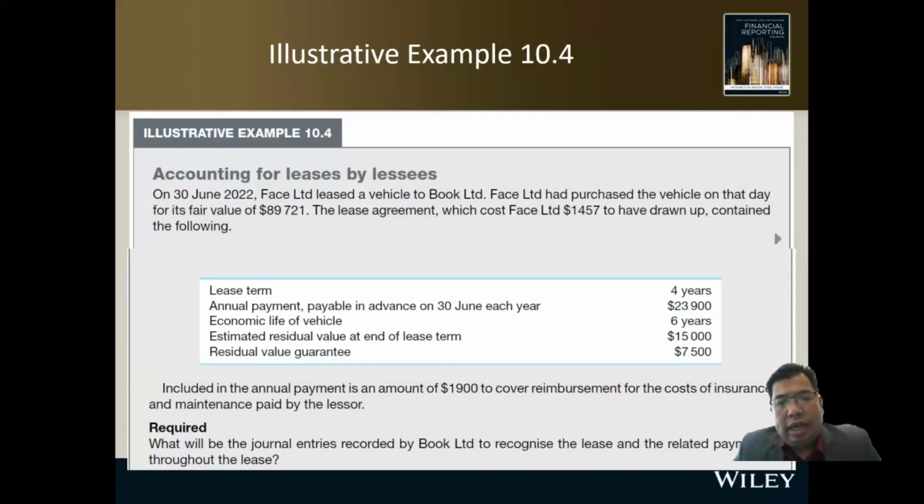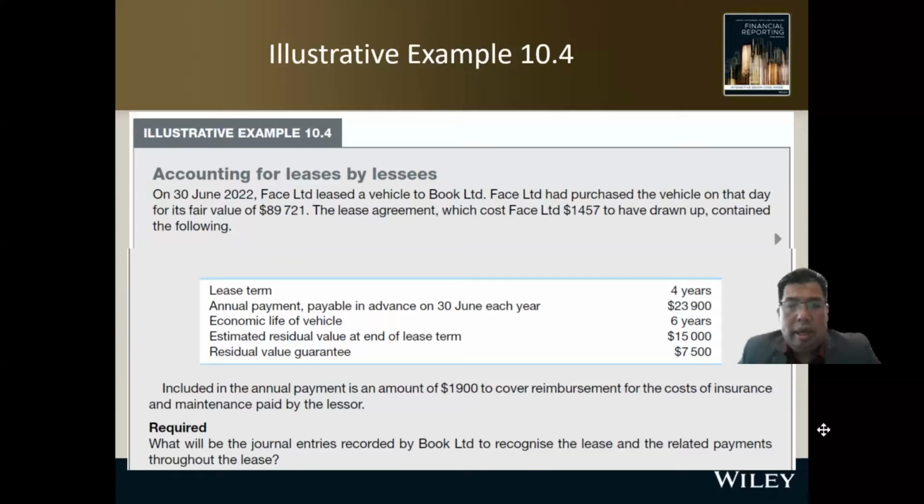Okay, this is a good example. It's a very long example about accounting for leases. Okay, let us take our time to slowly read these questions. This example is from the Loftus textbook, example 10.4.